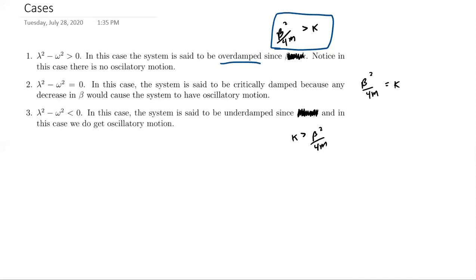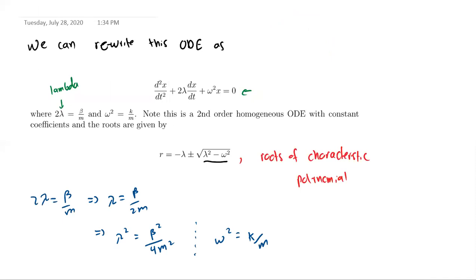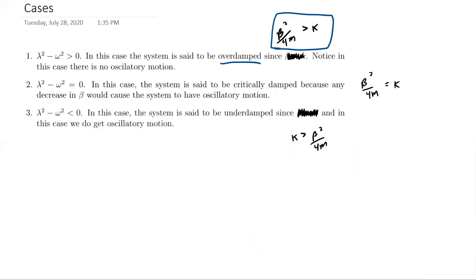The second case, where lambda squared minus w squared equals 0. Again, we know that this corresponds to the case where we have one real root of multiplicity 2. In terms of the language of the spring mass system, we would say the system is critically damped. Why do we say it's critically damped? Because if we decrease beta just a little bit, the smallest quantity, it would cause the system to have oscillations. Why?